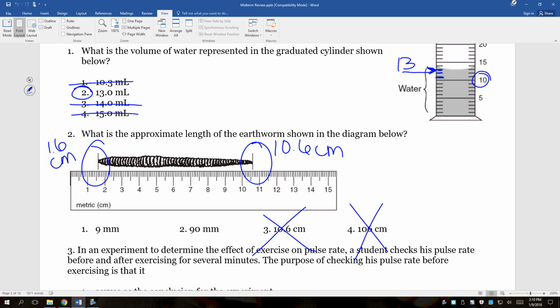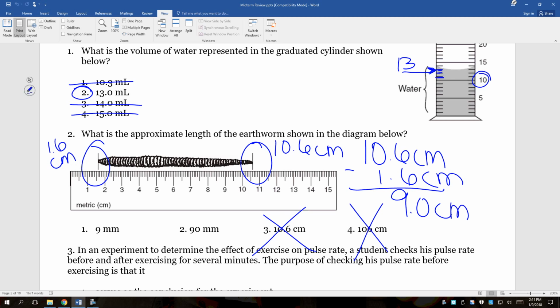So now we have our two choices, 9 millimeters or 90 millimeters. How are we going to figure this out? Well, I have to take my two values, 10.6 centimeters, and units are very, very important in this, minus 1.6 centimeters. That gives me 9.0 centimeters. Look what they've done here, though. If you look at answer 1, it says 9 millimeters. A lot of people immediately want to gravitate towards that, but the units are incorrect. So we're going to cross that one off.